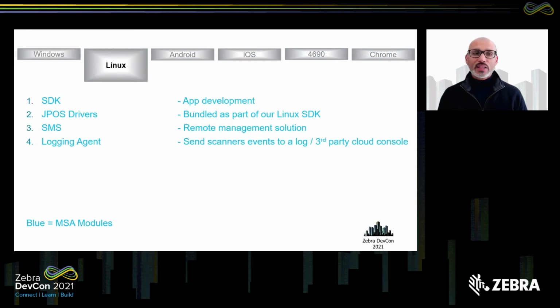So now if we go to Linux, Linux also has an SDK. It does similar things to what I just showed you for Windows. And there's a sample app to help you do that kind of stuff. There's a JPOS driver for generally retail when it comes to Linux. There's an SMS for remote management, and there's a logging agent. And like I said, all of these are part of the modular solution architecture, which works for both Windows and Linux, so you don't have to develop apps. You can leverage apps we've created already for you just by doing an XML file configuration to enable the app.